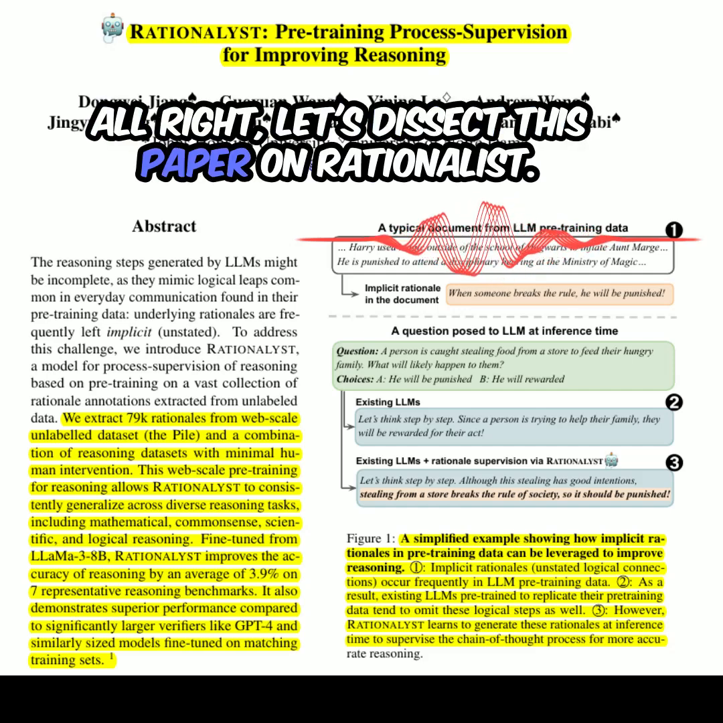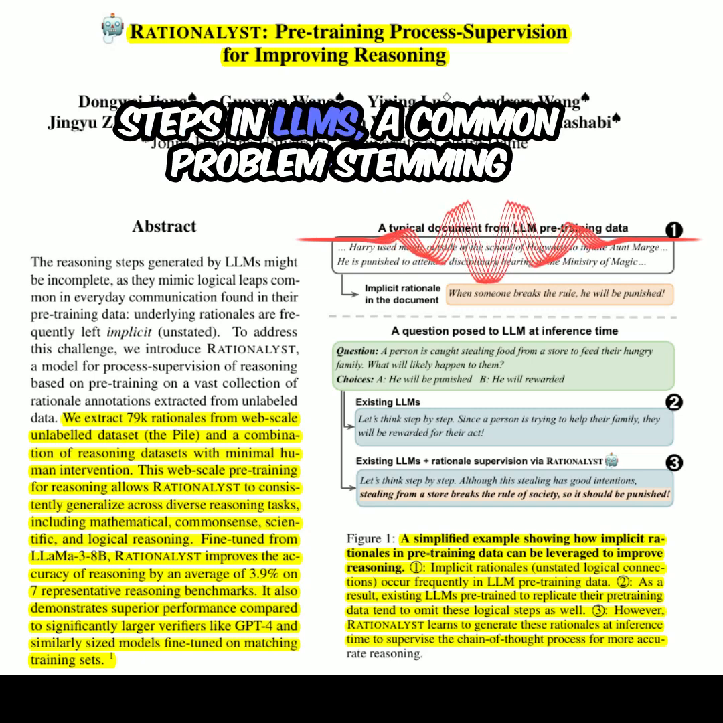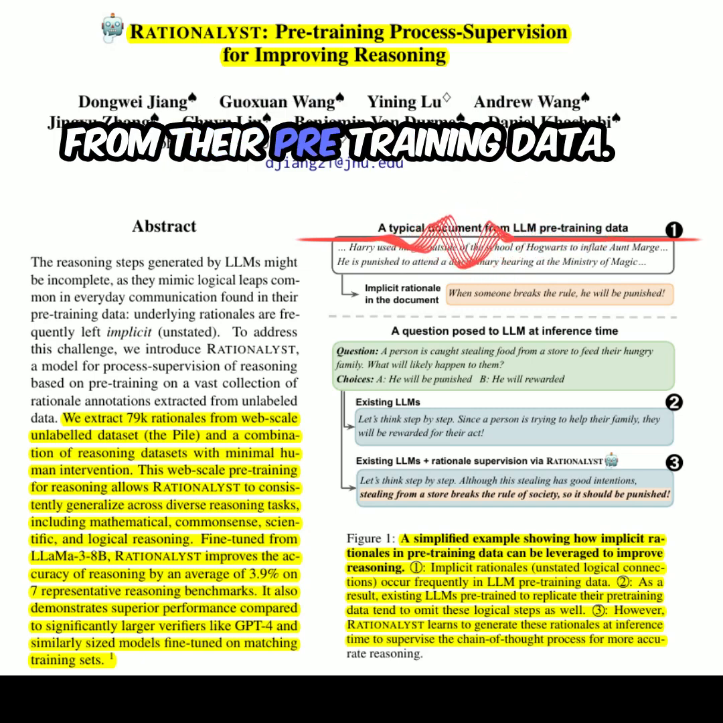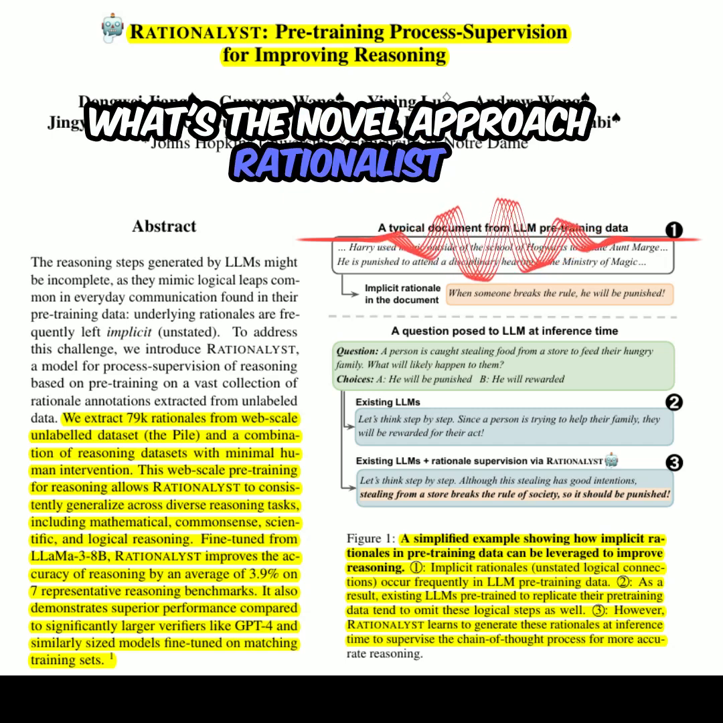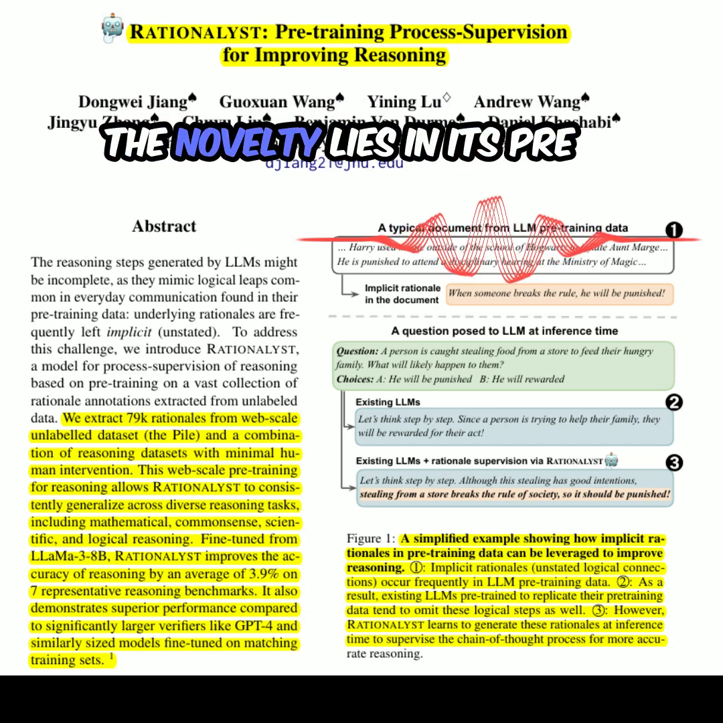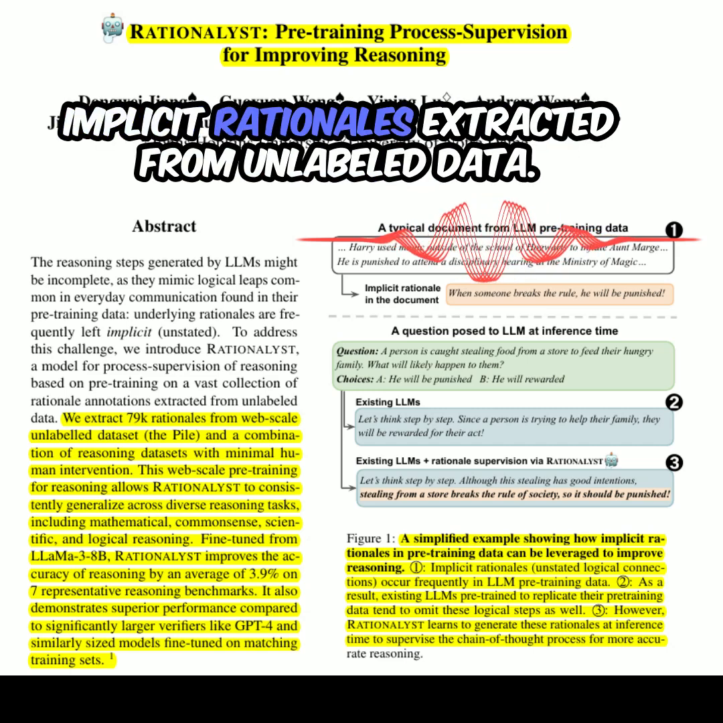All right, let's dissect this paper on Rationalist. It tackles the issue of incomplete reasoning steps in LLMs, a common problem stemming from their pre-training data. The core idea is process supervision during reasoning. What's the novel approach Rationalist takes to address this? The novelty lies in its pre-training on a massive collection of implicit rationales extracted from unlabeled data.